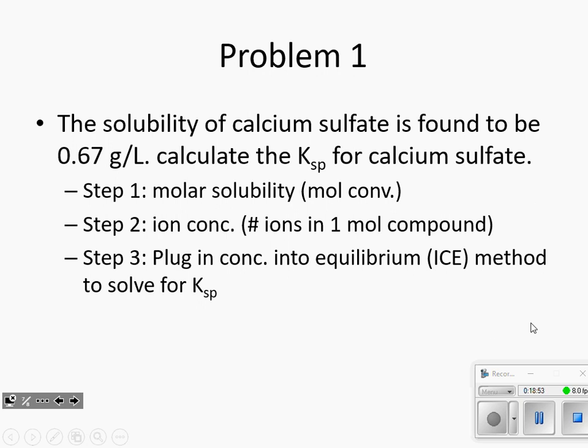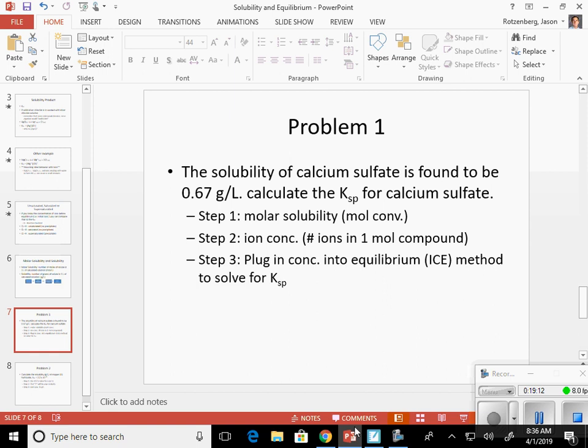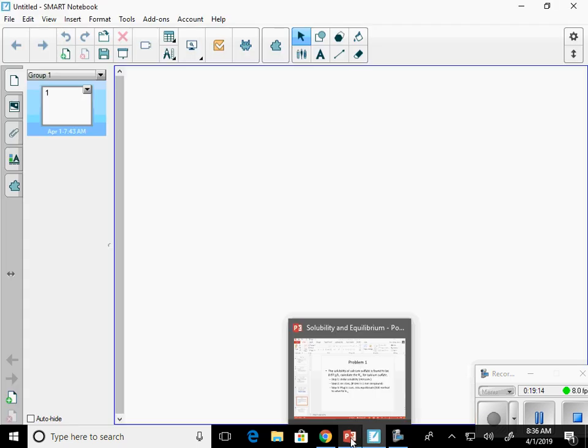Okay? So again, this is the first type of question we could have. I think if you're jotting down something, the important part would be it's 0.67 grams per liter of calcium sulfate. That's what we're trying to solve for. And instead of writing down each individual step, which you already did on the previous slide, how about we just follow along with the work that we're going to do here.